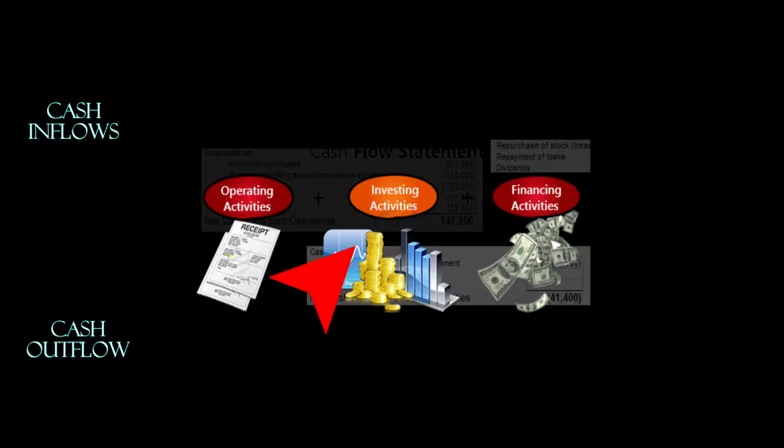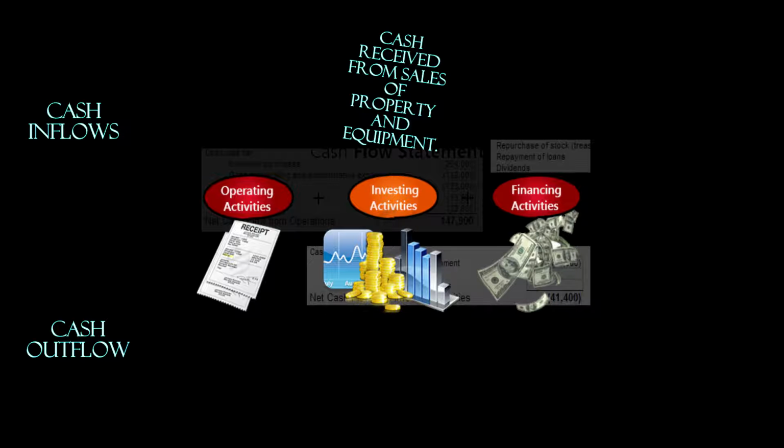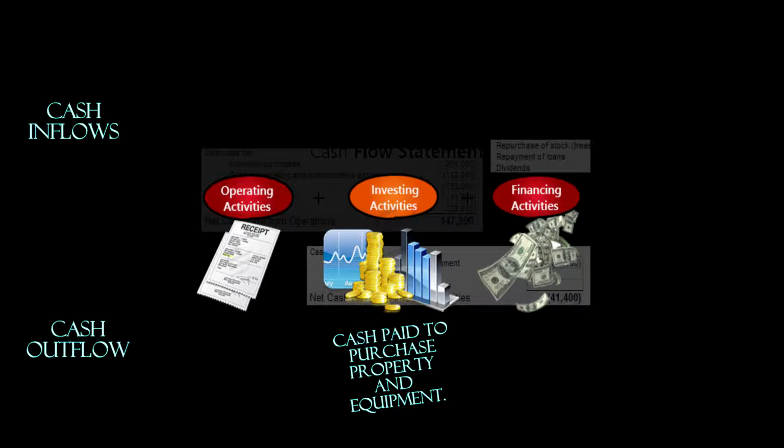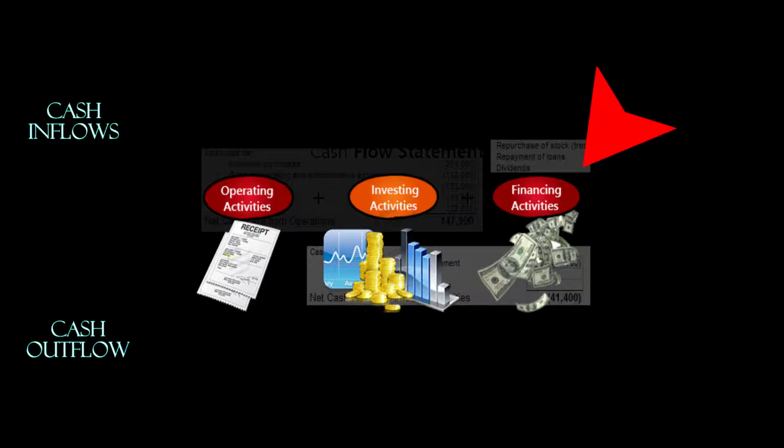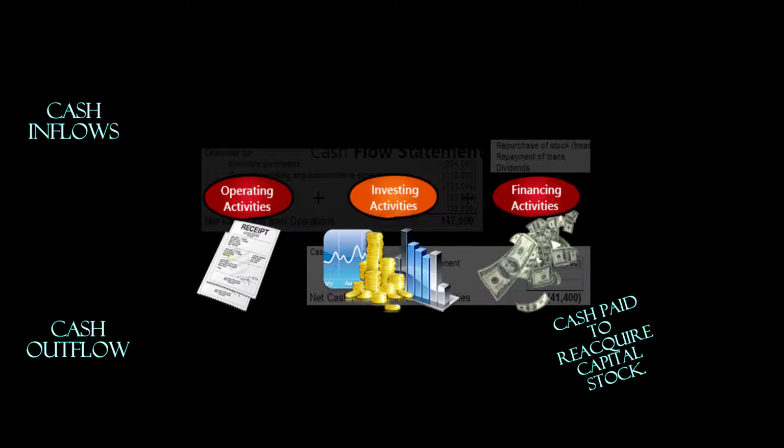Next, we have the investing activities. Here, an example of a cash inflow would be cash received from sales of property and equipment, while a cash outflow would be cash paid to purchase property and equipment. Lastly, we have the financing activities. Here, a cash inflow would be, for example, cash received from sales of capital stock, while cash paid to reacquire capital stock would be a cash outflow.